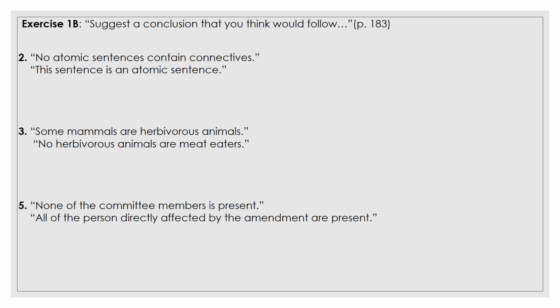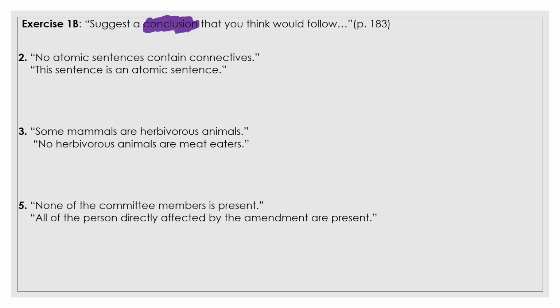Exercise 1B will be our final exercise. We're to suggest a conclusion that you think would follow. Because propositional logic will not help us here, we must resort to our intuitions. Number 2 tells us no atomic sentences contain connectives. But this sentence is an atomic sentence, therefore, what follows?